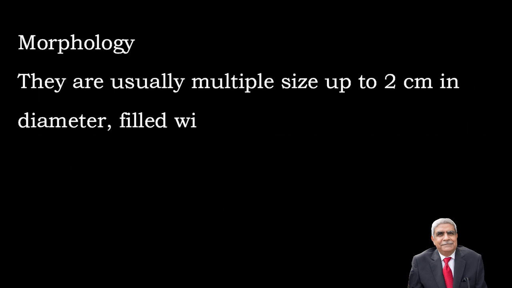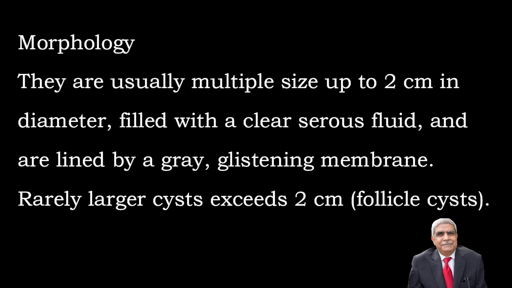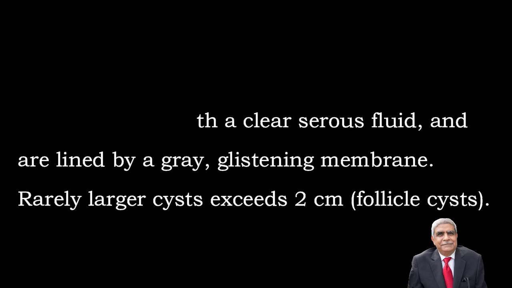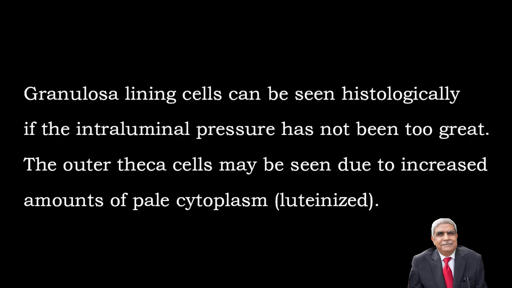These cysts are either single or multiple and are of variable sizes, maybe up to 2 centimeters in diameter, but they can be larger. They are filled with clear serous fluid and are lined by a gray glistening membrane. Granulosa lining cells may be identified if the intraluminal pressure is not too great.